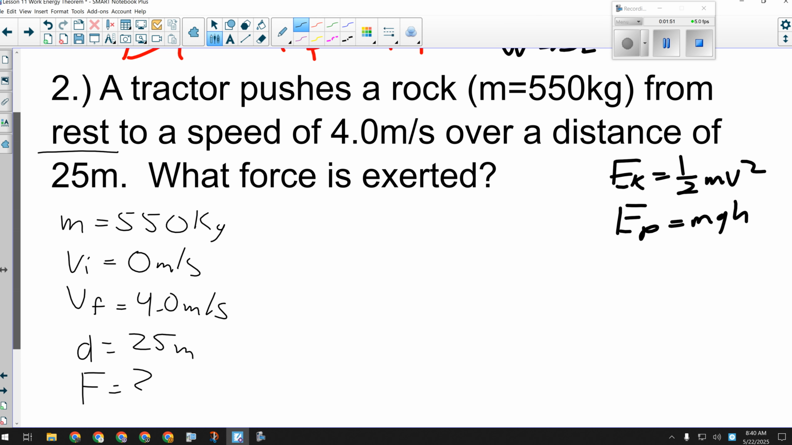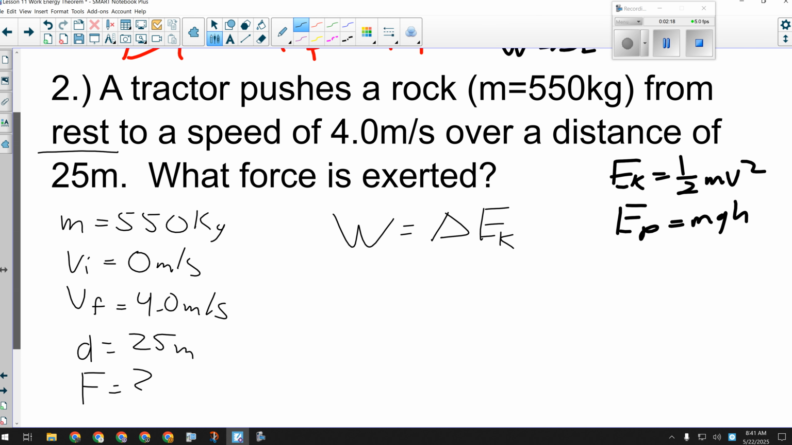All right, what kind of energy is being changed here? Kinetic or potential? Kinetic. The speed is changing. Anytime you're given a change in speed, you are changing the kinetic energy of the object. So we would start out after our givens with this. Work is the change in energy, in this case, kinetic energy.